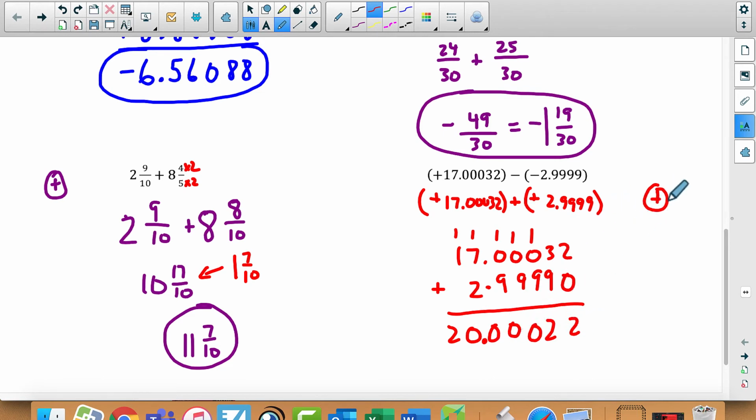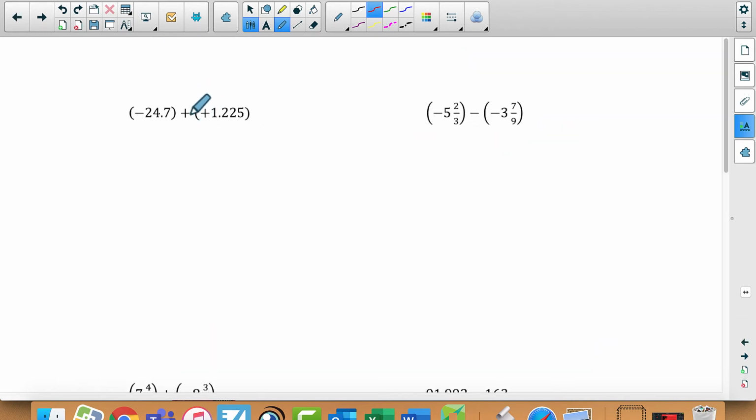All right, the answer is positive, so we don't need to do anything. We're done. So this is an adding question, so we're not going to change anything. What do you have more of, positives or negatives? You have negative 24 and a few more, but negative 24 negatives and 1.225 positives. You have more negatives, don't you? So we know our answer is going to be negative.